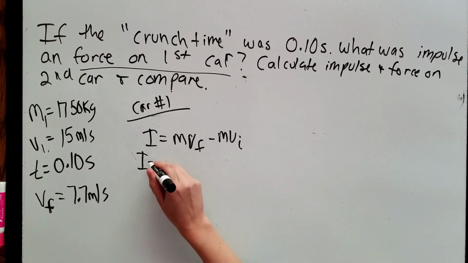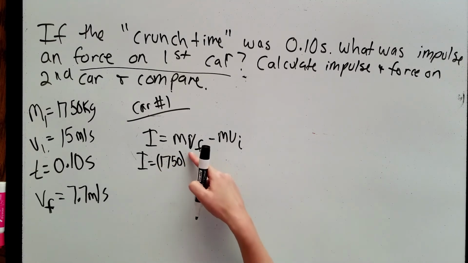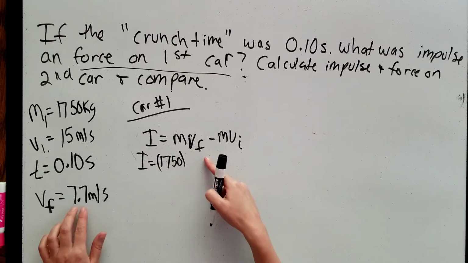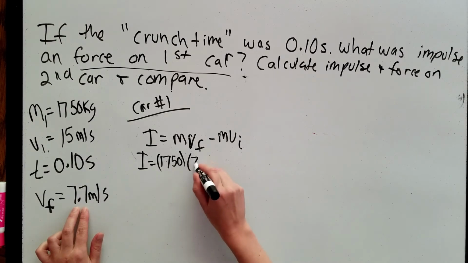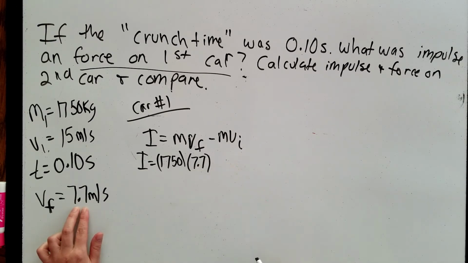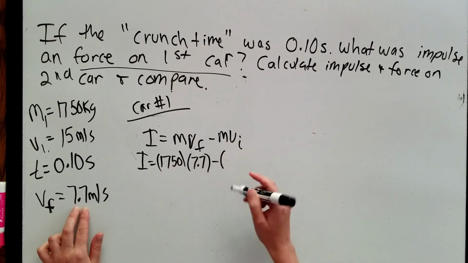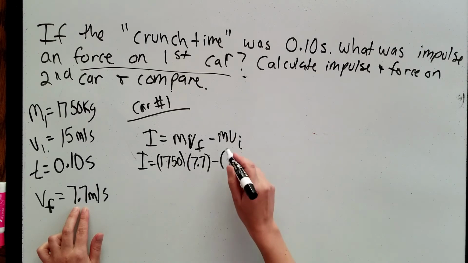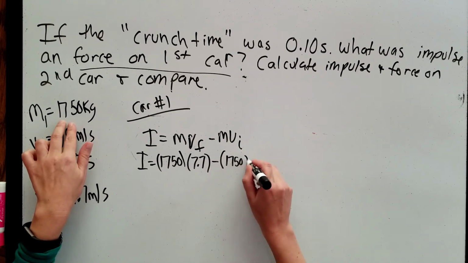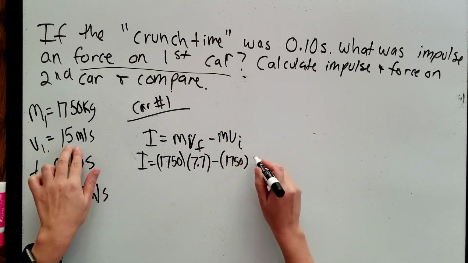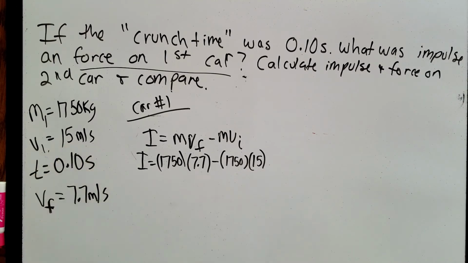The mass of car 1 is 1750. Final velocity, so this is after the collision. After the collision, we calculated in the previous problem that both cars were going 7.7 meters per second. Okay, we're going to subtract its initial. So the mass of the car was 1750. The initial velocity of car 1 was 15. Remember, that car slowed down upon impact. It went from 15 down to 7.7.